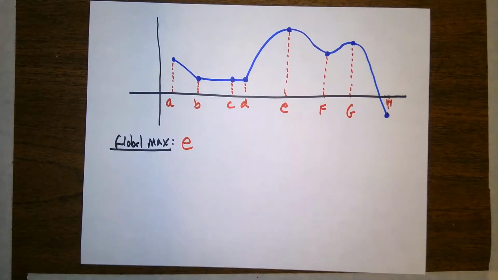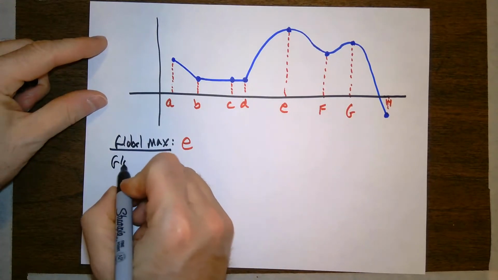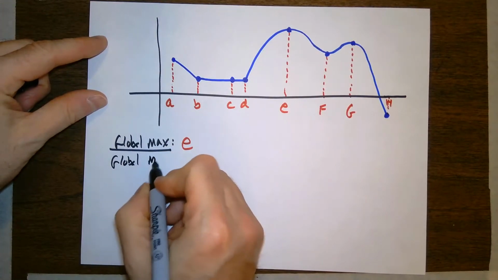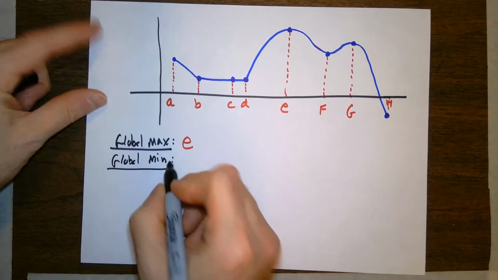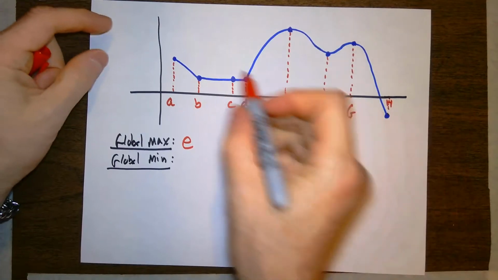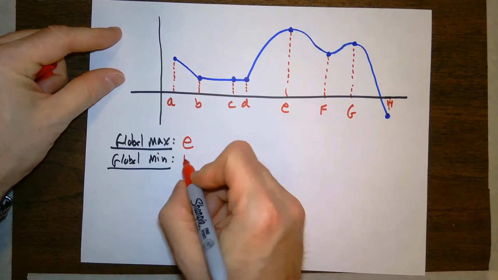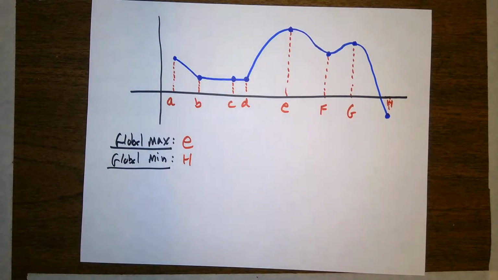The extreme value theorem tells me that I also have to have at least one global min. Where is the global min? Well, let's see the smallest value. It looks like over here it's negative, so it would be at point H.